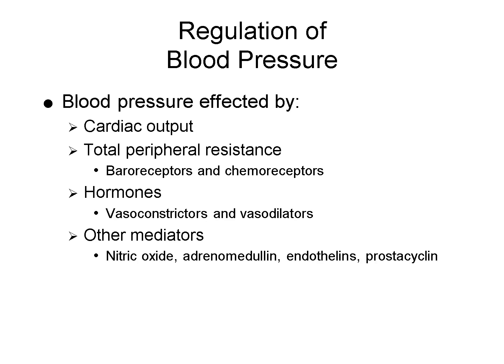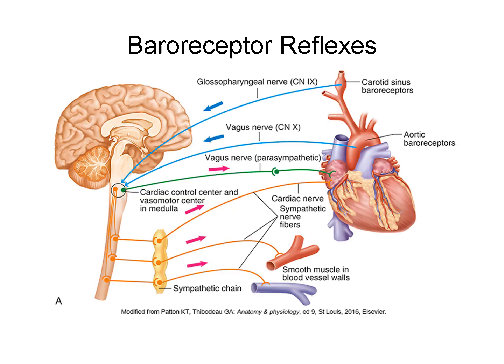Blood pressure is affected by cardiac output and total peripheral resistance. Baroreceptors detect changes in pressure and send signals to the brain to adjust heart rate and vessel tone. Chemoreceptors respond to chemical changes like oxygen or carbon dioxide levels. Hormones and mediators like nitric oxide and endothelin also influence vascular tone.